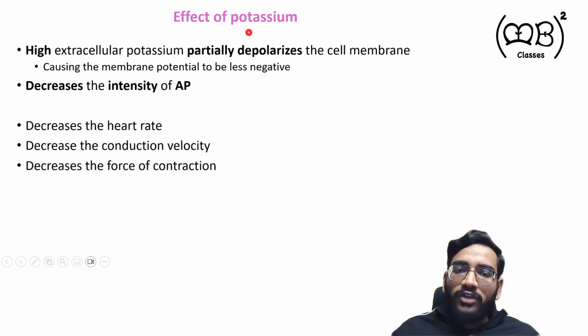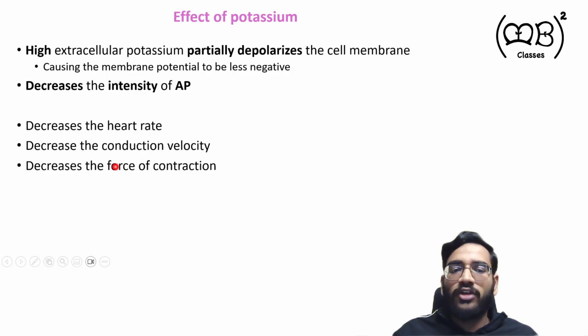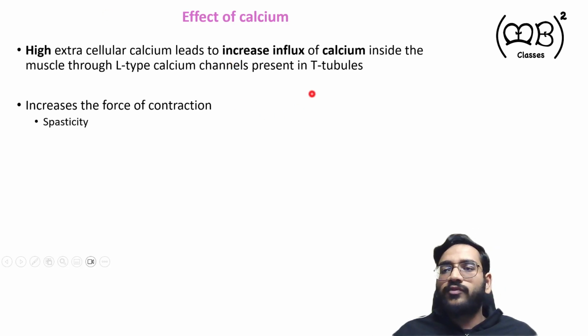Then because of the partial depolarization, the intensity of the action potential decreases, which decreases the heart rate. So hyperkalemia will decrease the heart rate, decrease conduction velocity, and decrease the force of contraction. So this is the effect of potassium. The effect of calcium would be opposite.